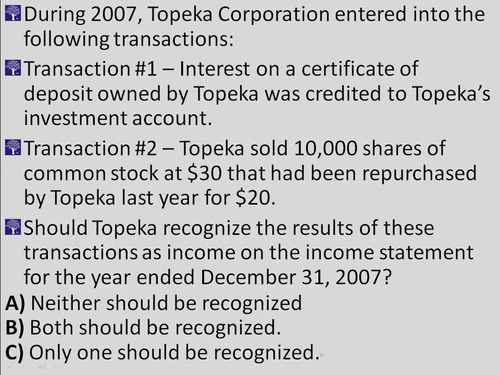The correct answer is C. What is to be recognized is this one. What is not to be recognized is this one. Okay, so let's understand properly why. We'll first spend some time on this term here. Though not directly required in CFA, I think you should know what debit and credit is.